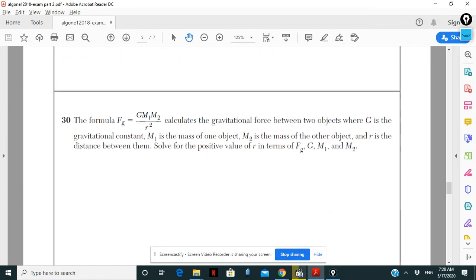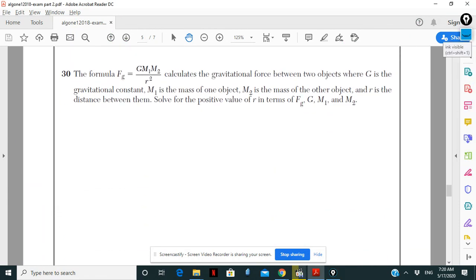Question number 30. The formula Fg = Gm1m2 divided by r squared calculates the gravitational force between two objects, where G is the gravitational constant, m1 is the mass of one object, m2 is the mass of the other object, and r is the distance between them. Solve for the positive value of r.